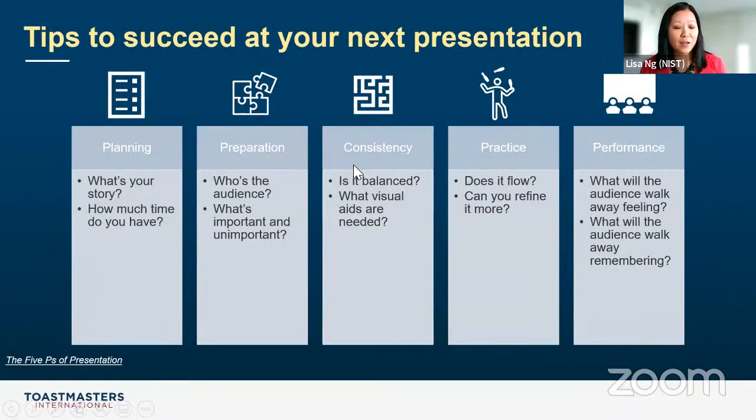So how can you succeed at your next presentation? At Toastmasters, we have learned the 5 P's of presentation, and they are planning, preparation, consistency, practice, and performance. Now, you're probably wondering why the 3rd P is a C, and that's because it stands out as the inconsistent P in the 5 Ps.